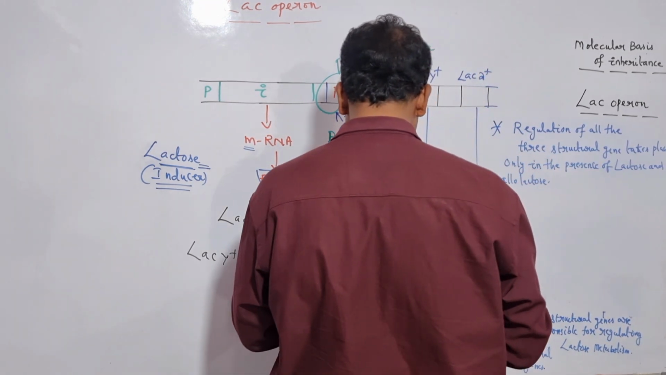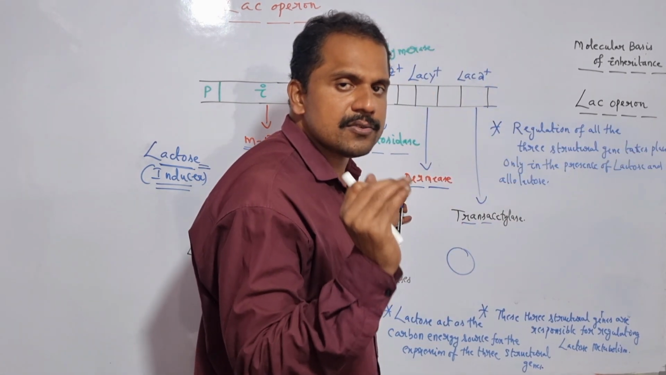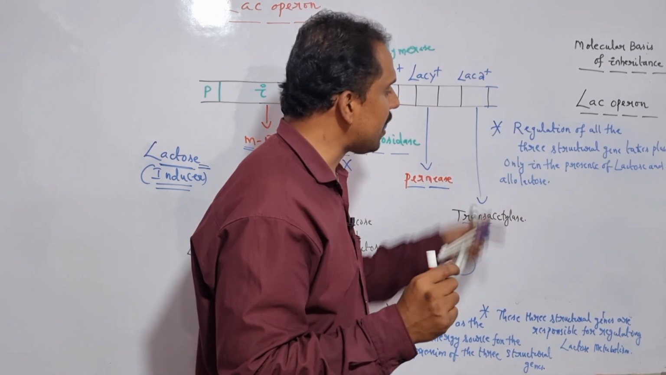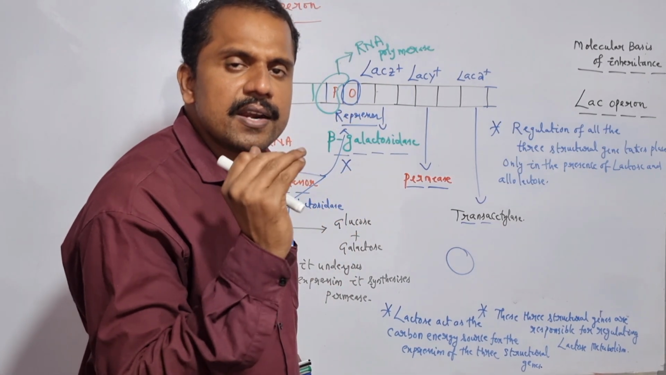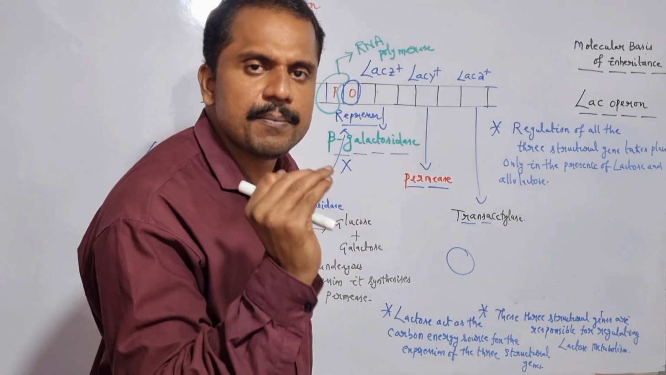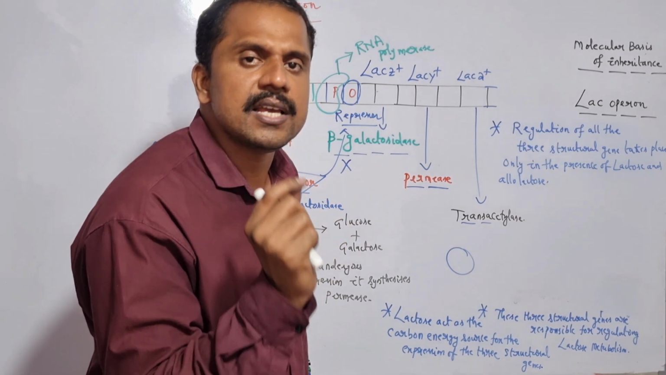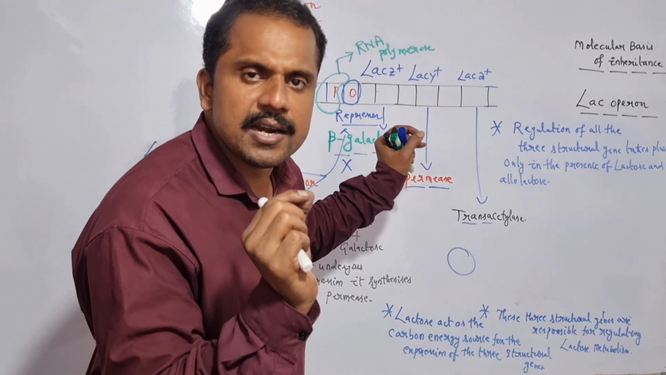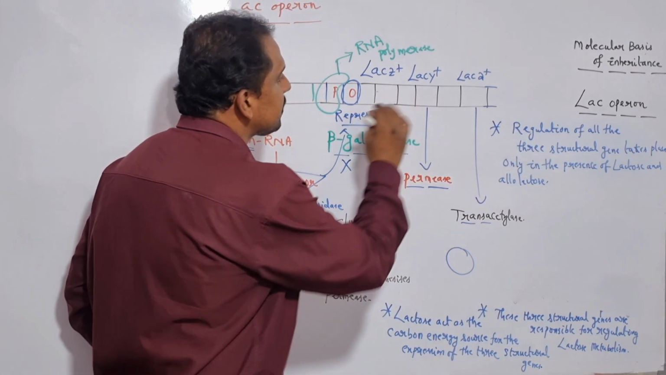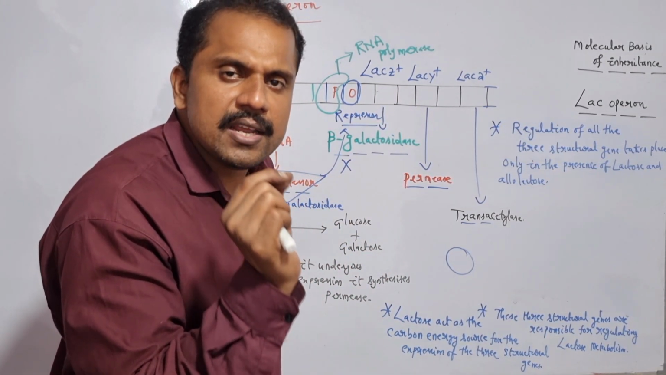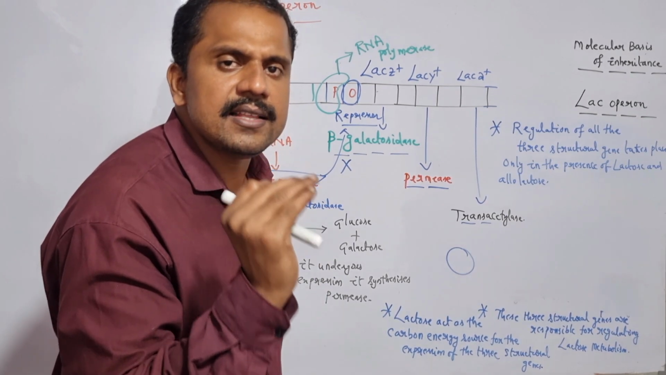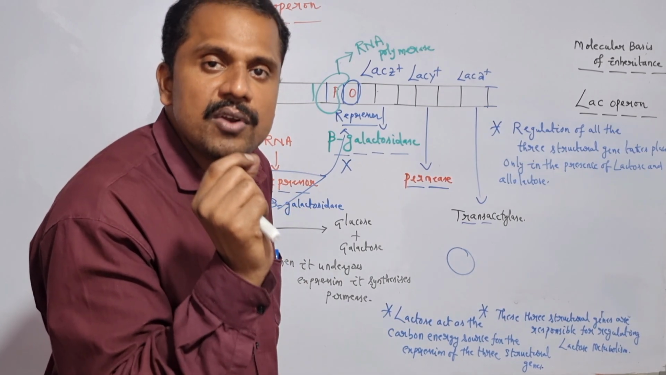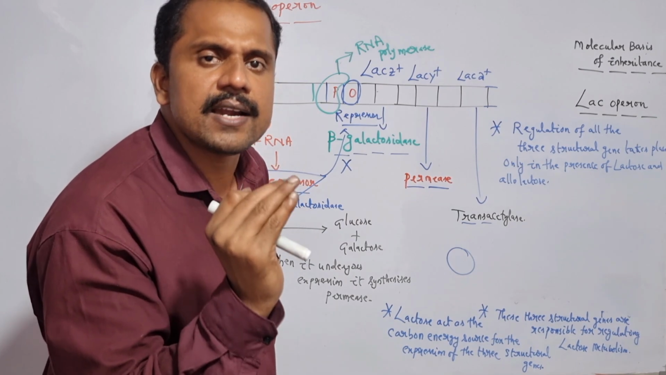And glucose and galactose cannot act as the carbon energy source in order to regulate the expression of all these three structural genes. Only lactose and allolactose act as the carbon energy source for regulating the expression of the genes of the lac operon, because these genes are responsible for regulating lactose metabolism. So they work effectively only in the presence of the carbon energy source known as lactose and allolactose.